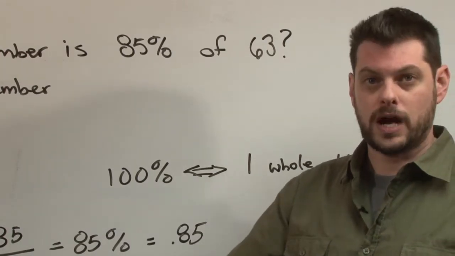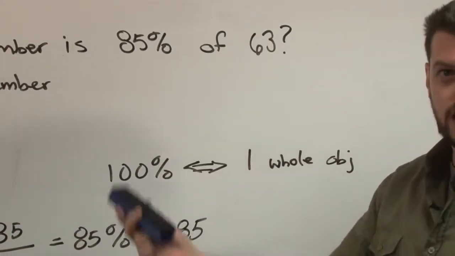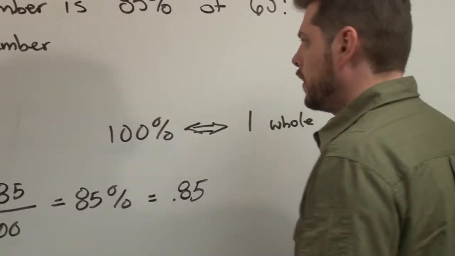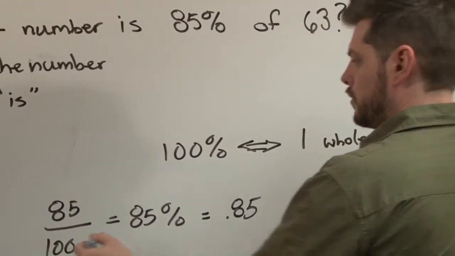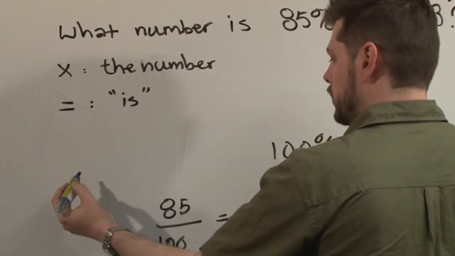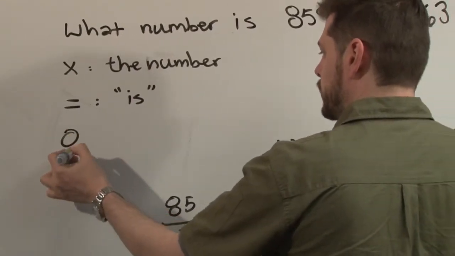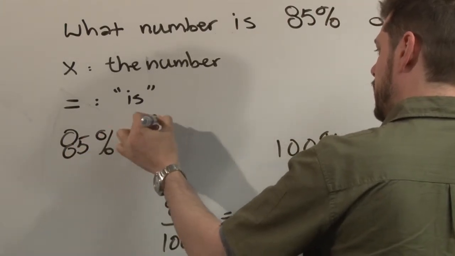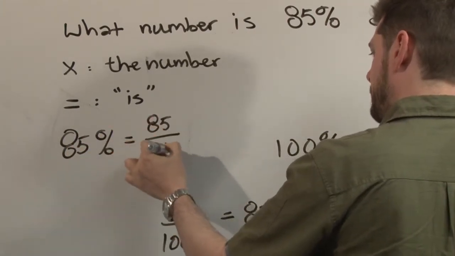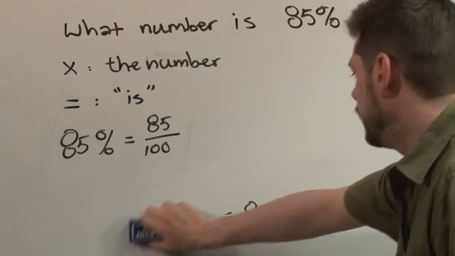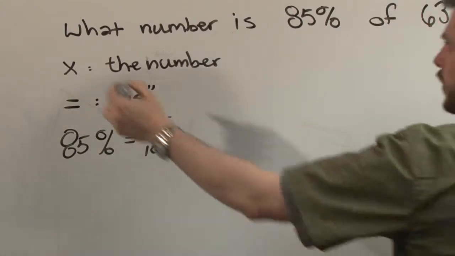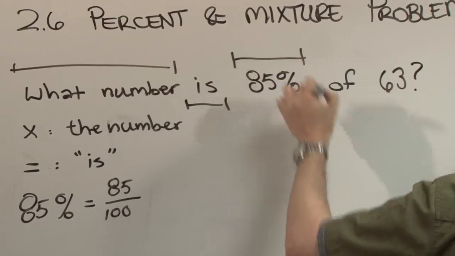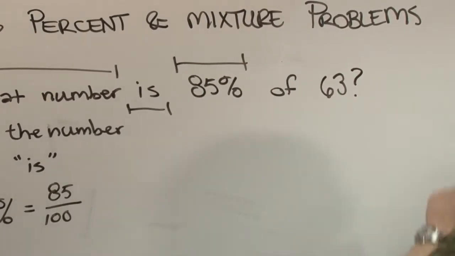So do you like to work in fractions? Great. Use fractions. If you like to work in decimals, great. Work in decimals. It's up to you. I'm going to use a fraction. I'm going to use a ratio. So I'm going to say 85% is going to be my 85 out of 100. Okay. So I've translated this part, I've translated this part, translated this part of 63.